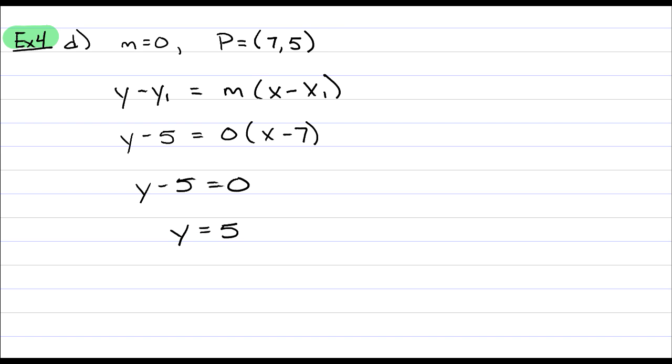So I don't have an x term in this line. I just have y equals 5, which if you think back to previous examples we've done, what that means is I'm going to end up with a horizontal line at height 5 if I graph this. And again, that makes sense because since I have a horizontal line, I should have a slope of 0, which is exactly what we have if you look back at the statement of the problem. Okay, and that wraps up example 4.